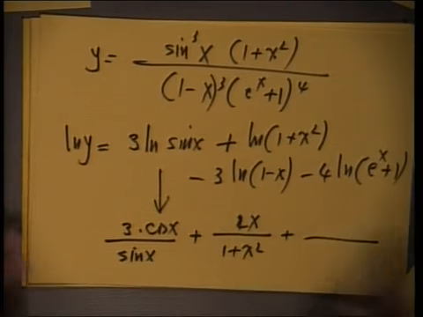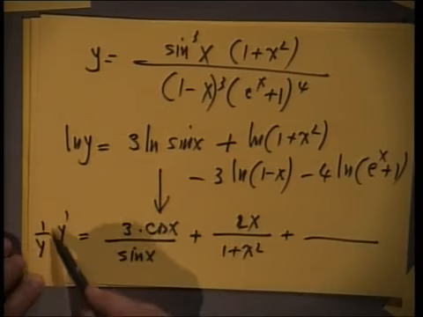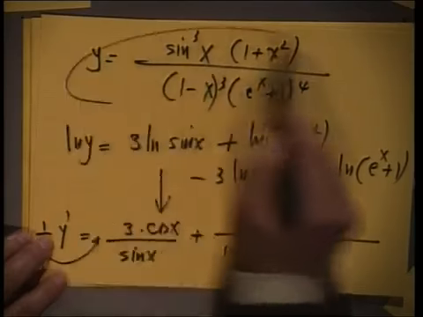And when you finish, here you get 1 over y, y prime. When you finish, you multiply all by y. In other words, you multiply by this expression. Of course, you can imagine if you do it otherwise, it's going to be very difficult.